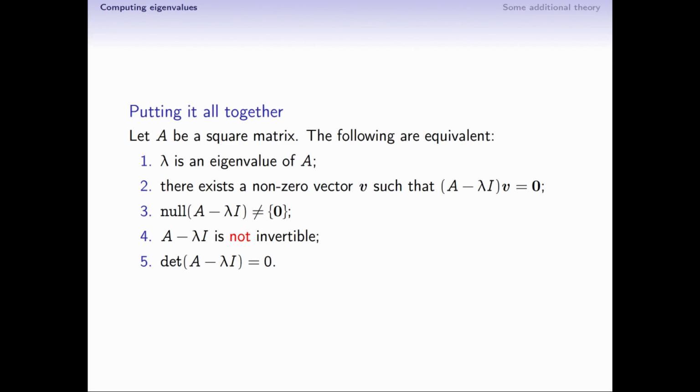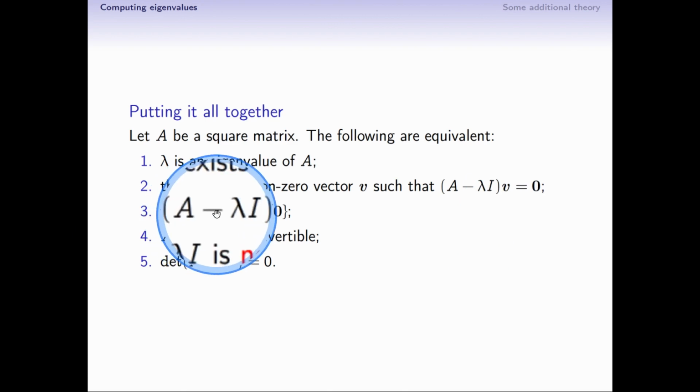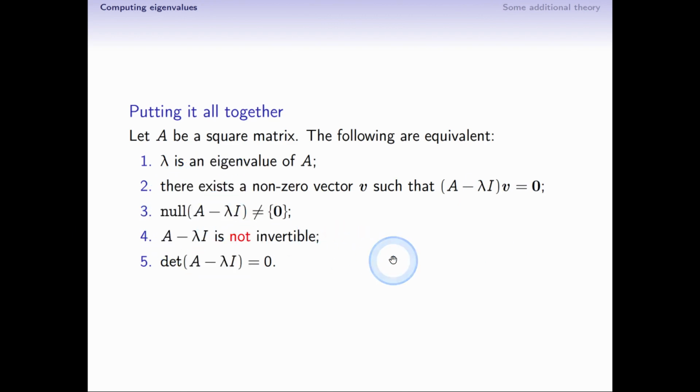Let A be a square matrix. The following are equivalent. Statement number 1, lambda is an eigenvalue of A. Statement number 2, there exists a non-zero vector v such that the matrix A minus lambda I times the vector v equals the zero vector. Statement number 3, the null space of the matrix A minus lambda I does not consist of just the zero vector. Statement number 4, A minus lambda I is not invertible. And finally, statement number 5, the determinant of A minus lambda I is equal to 0.